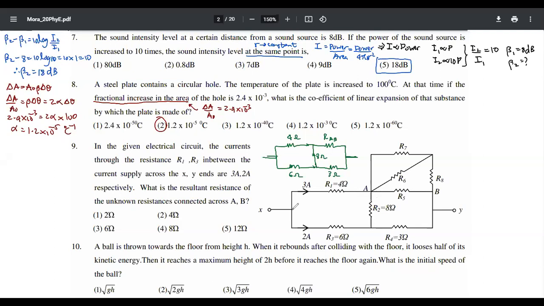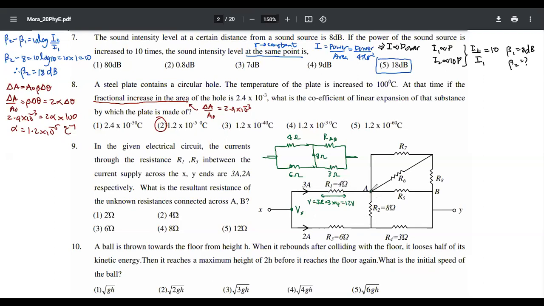I'll start with this point. It's at X connected to X, so I'll take the potential at that point as Vx. They have given you current, they have given you resistance. So what is the potential difference across these? V equals IR. I is 3 ampere into 4, 12 volt. Potential drop across that is 12 volt.